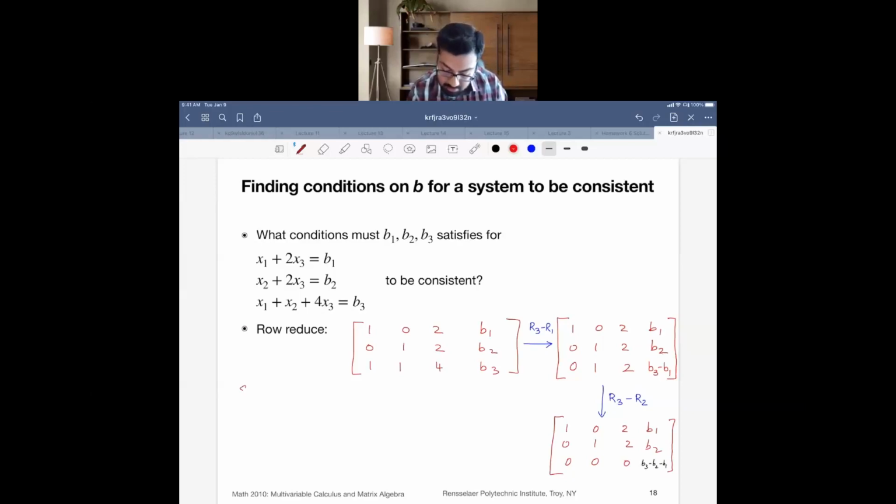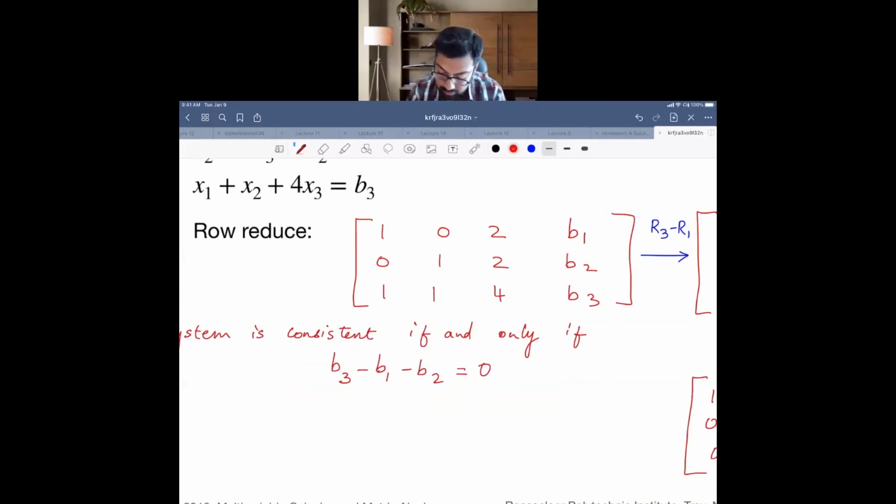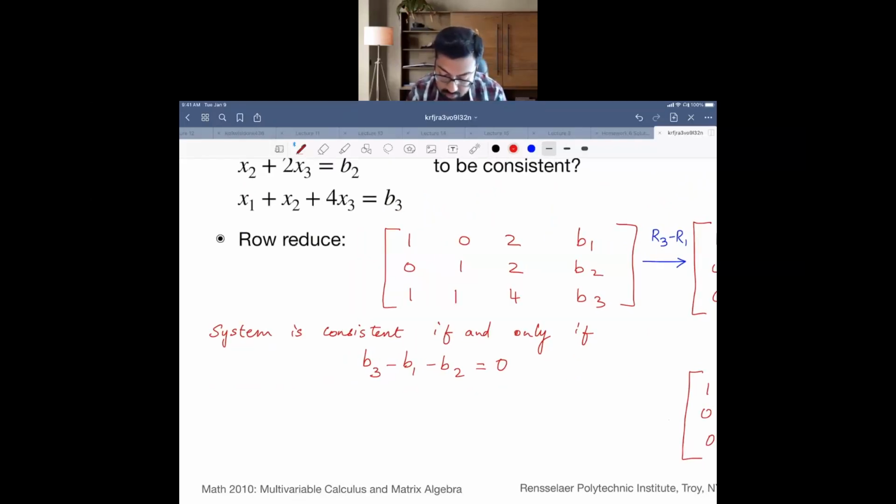So I can write that the system is consistent if and only if B3 minus B1 minus B2 equals 0, right? So only then will I be able to write that. Now you can take a look here. That is the condition, right? So for any vector B that satisfies that, you will have a consistent system.